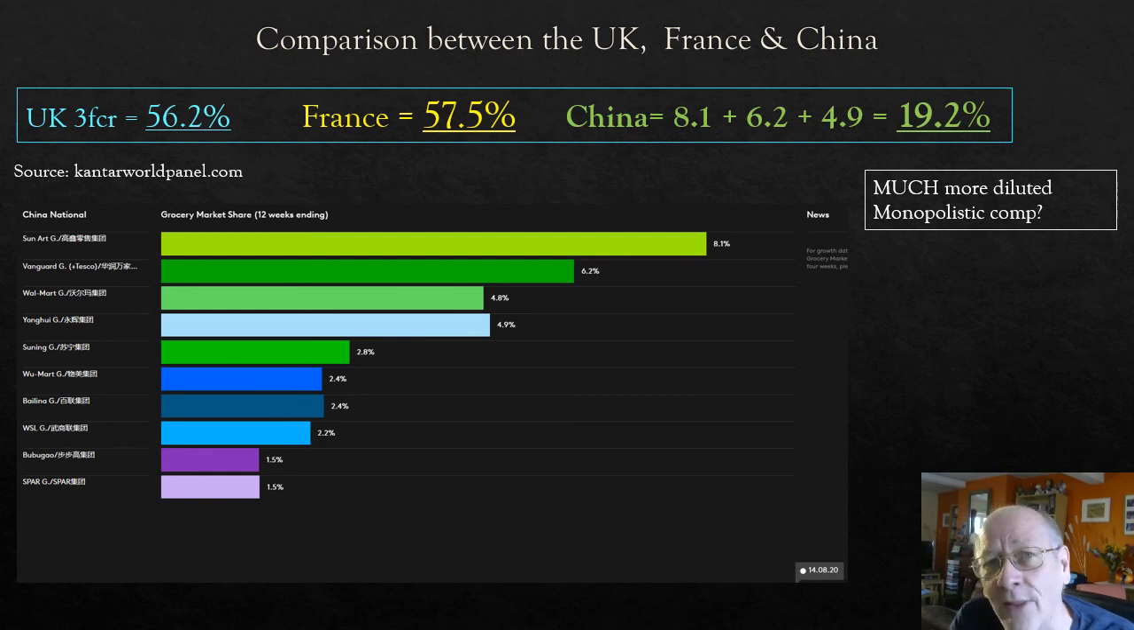However, you might find that locally, in particular parts of China, you might find that it's more of an oligopolistic structure there. And that's it on market concentration. Easy, isn't it?